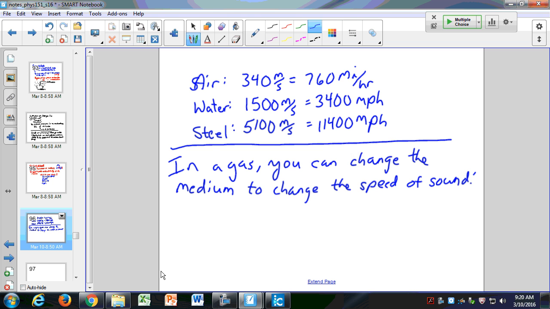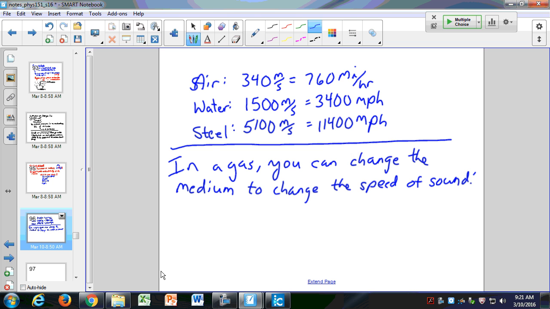You can change the temperature. You can change the density, or maybe the mass density of it. So you can change the density of the gas. Put in different types of gas, and that will change the speed at which it travels. You can also change the humidity of the gas. There are a number of different things that you can change. Let's just write those down.